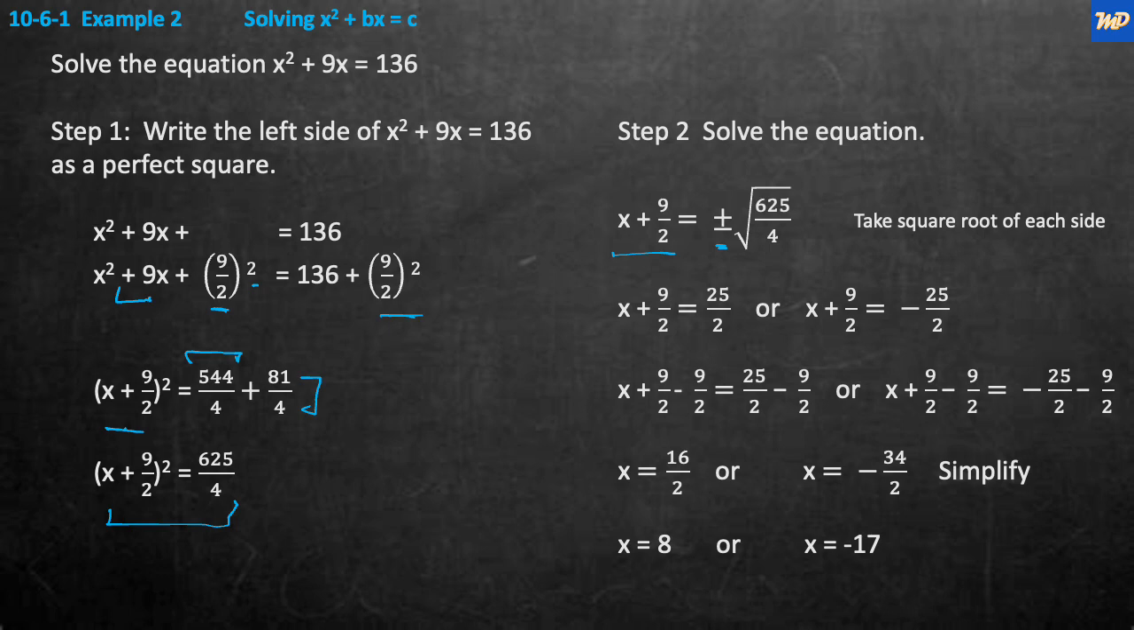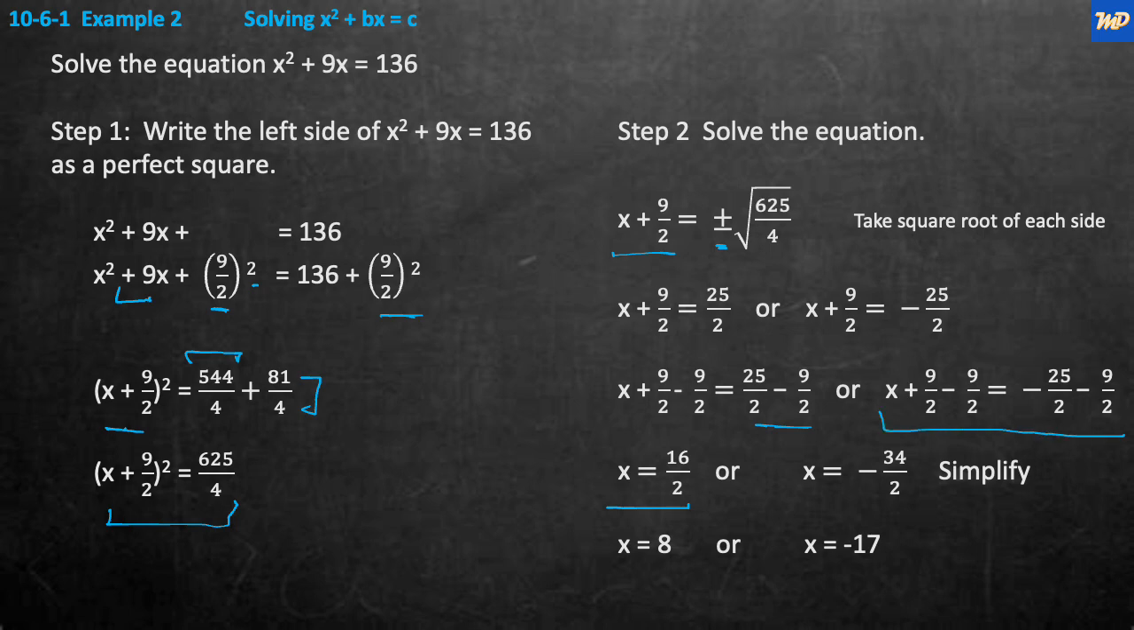Okay, and then once you do that, you'll come down here, you see you've got 25 halves minus 9 halves. So you're subtracting the 9 halves. Basically, once this is done, the x is by itself. 9 halves minus 9 halves is 0 halves. And 25 halves minus 9 halves is 16 halves right here. The other term is right here, the one with the negative 25 halves.